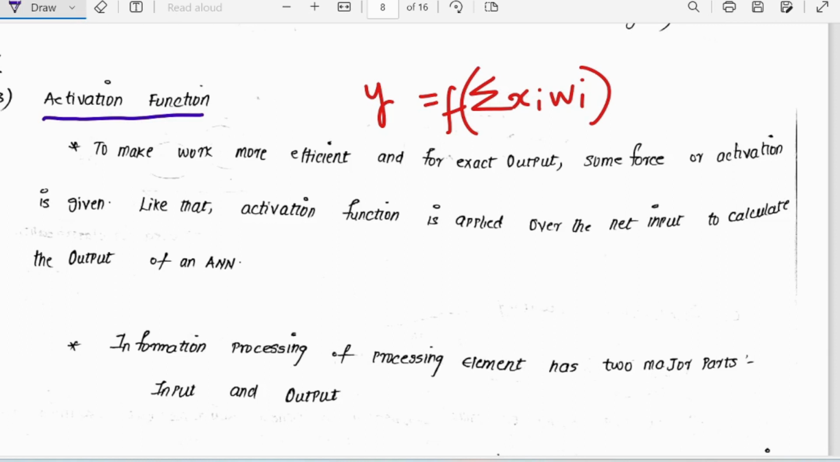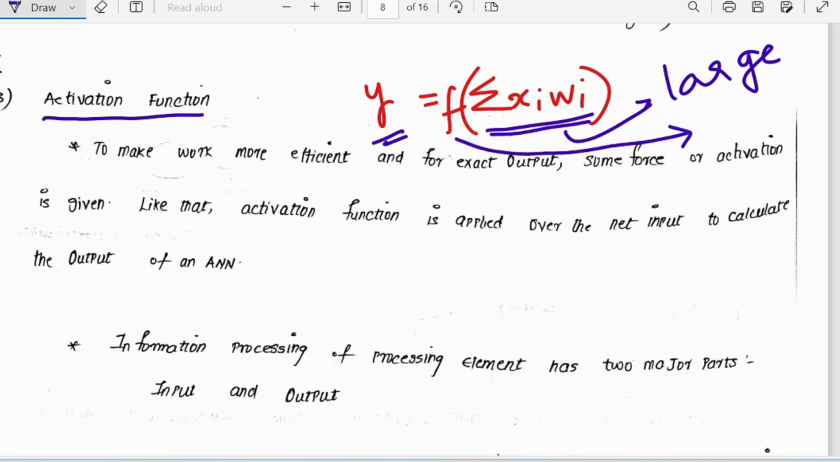As we saw in the previous slides, the output y of a neuron is given by the activation function f of sigma xi wi. This is the weighted sum of inputs, and this can be a very large value. So in order to bring it down to a smaller value, we apply an activation function. This f will bring it down between the values 0 and 1, so it is also called a squashing function.